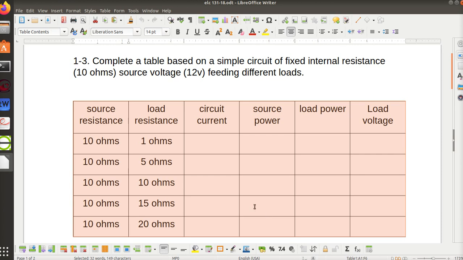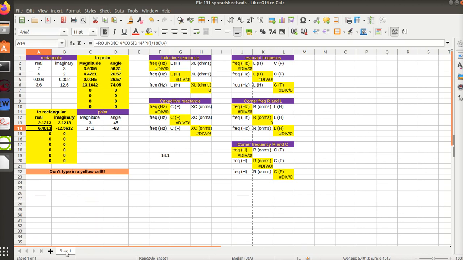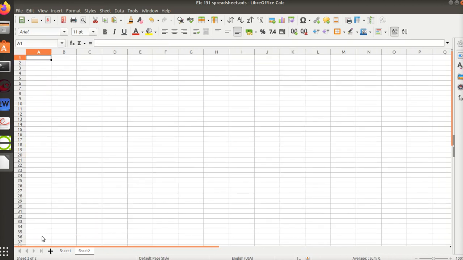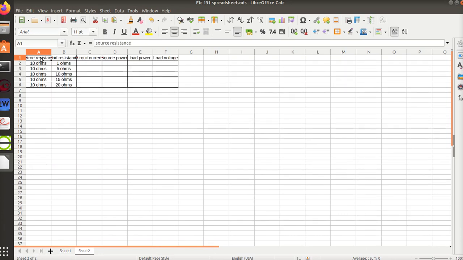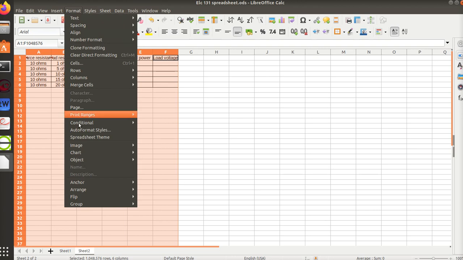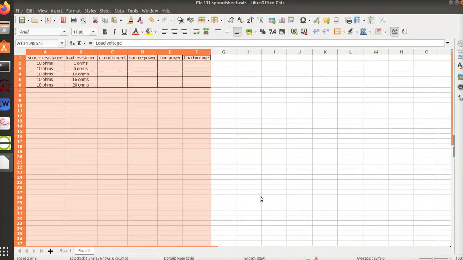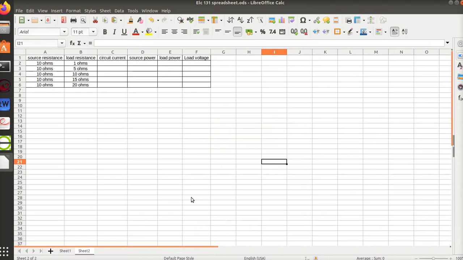to a spreadsheet, and I happen to have one open. That looks familiar. Down here at the bottom, I'm going to add a sheet, and then I'm going to cross my fingers and paste. Look at that. So I basically copied that over. Format, column width, we'll do optimal. Sure. So now I can see everything.